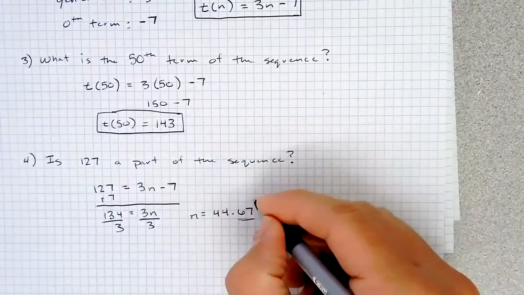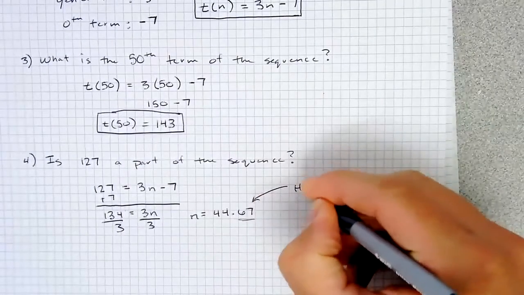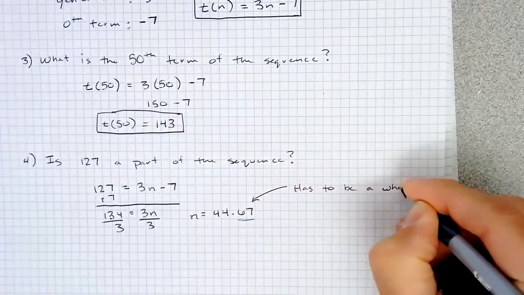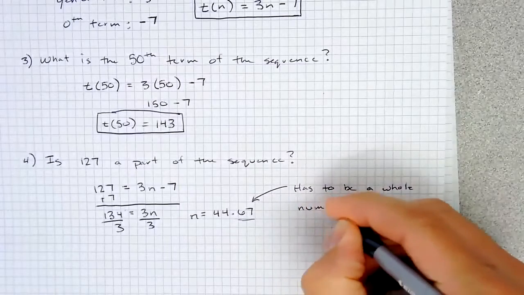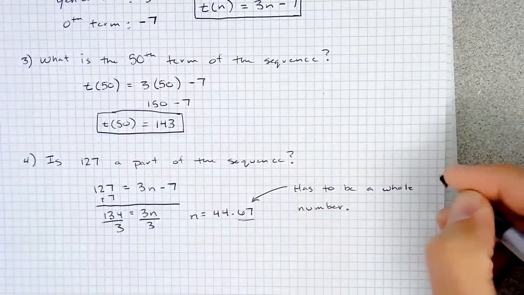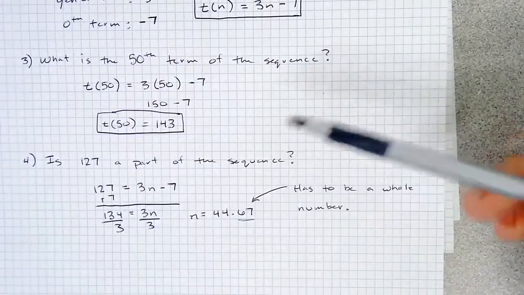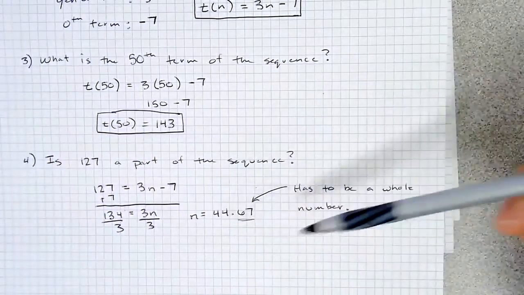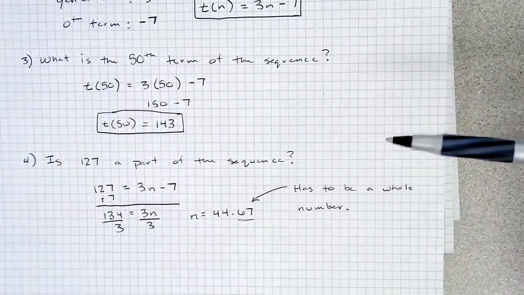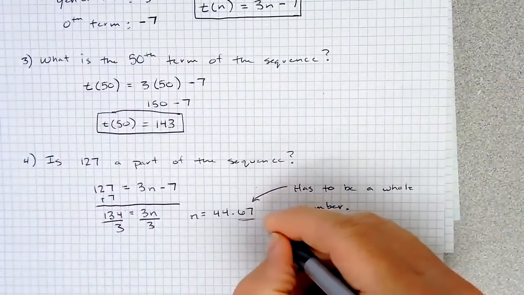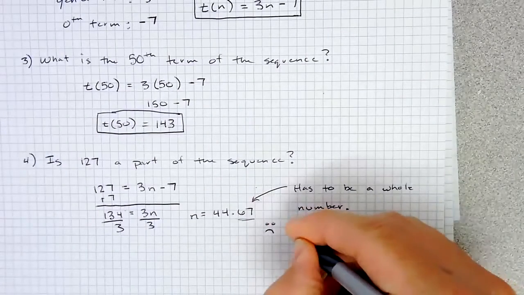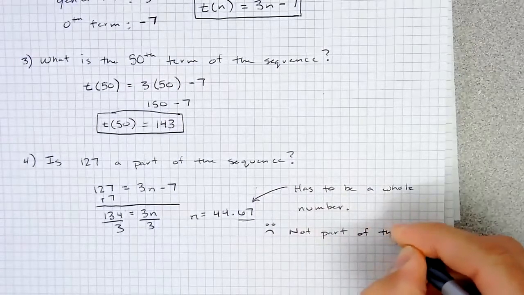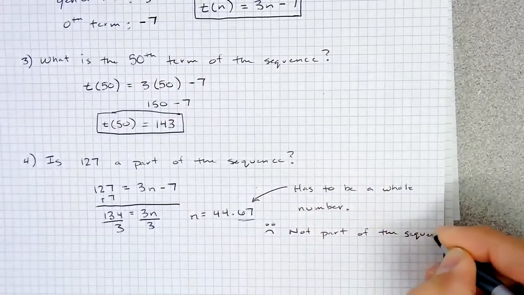Okay, so whenever we're doing this, it has to be a whole number. The reason is because in sequences we only have the first term, the second term, third term. We don't have a 44 and 2/3 term. That doesn't make any sense. So unless this is a whole number, then it is not part of the sequence.